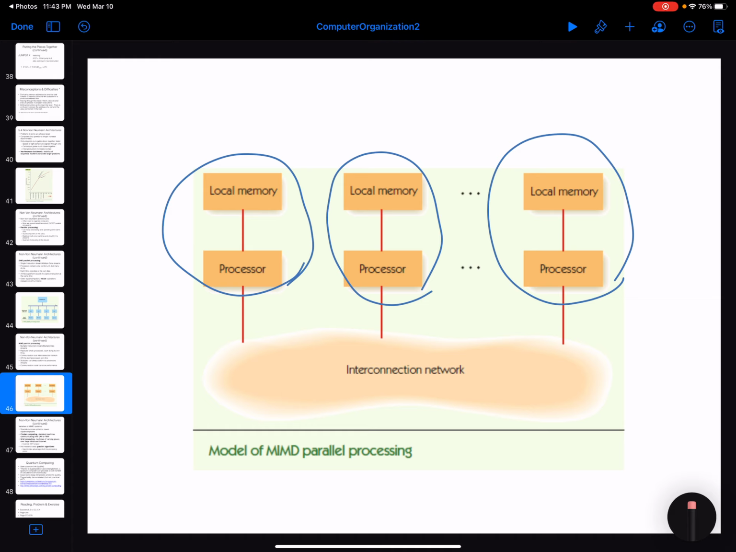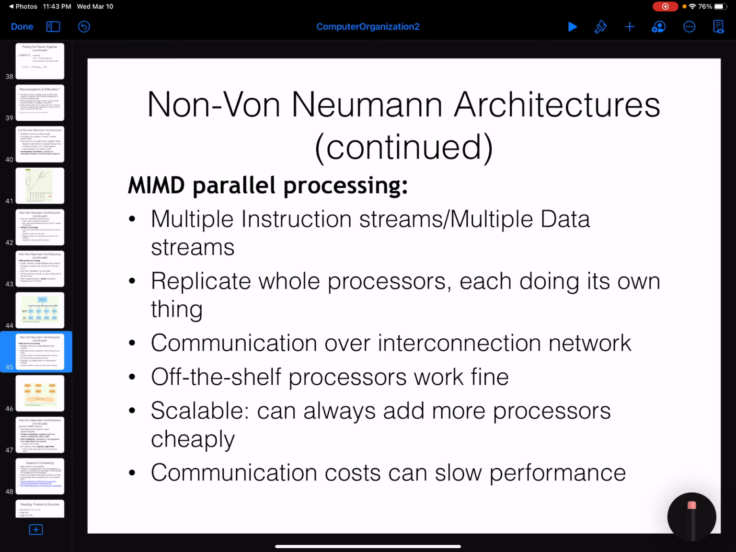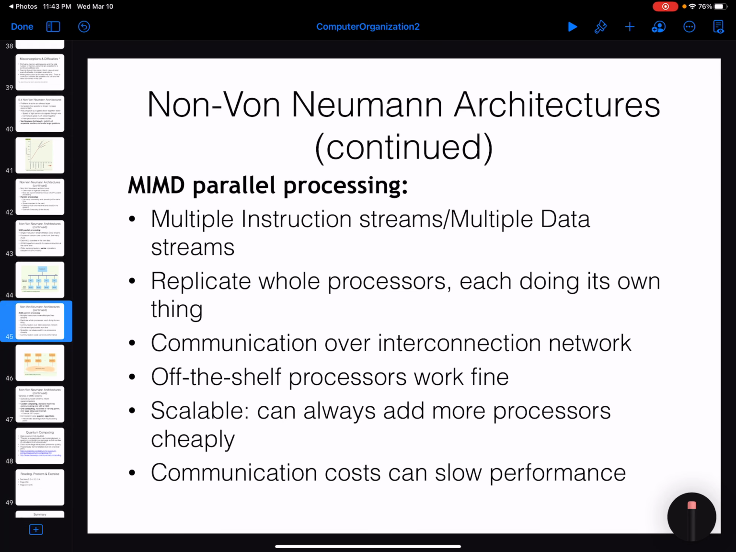For example, my desktop is idle. I'm not in my office, I'm not using it, so it is still connected to the internet and connected to that grid. So someone else from another university could connect and execute something on the machine that I have and I'm not using. So this is the idea of MIMD parallel processing.